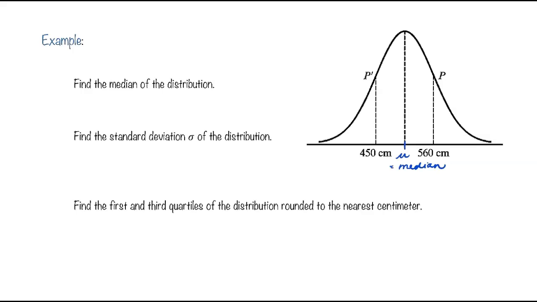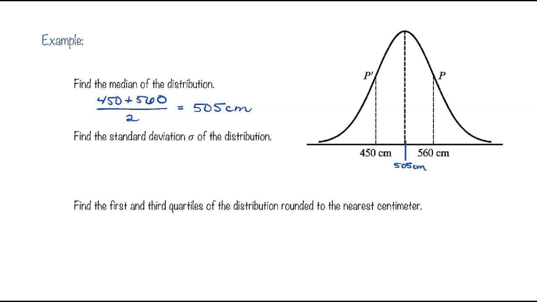And with one point of inflection at 450 centimeters and the other at 560 centimeters, we can find the median by finding halfway between those two values. To find the middle of two values, we add them together and divide by 2. This tells us that the median is 505 centimeters, which is also the mean.